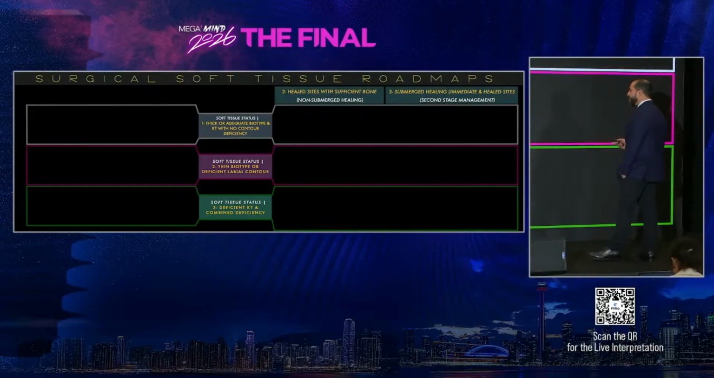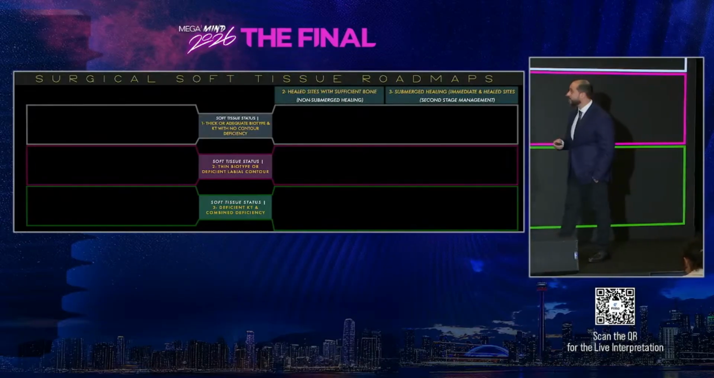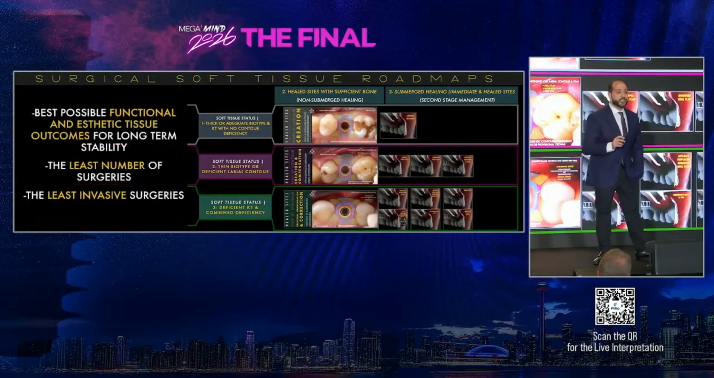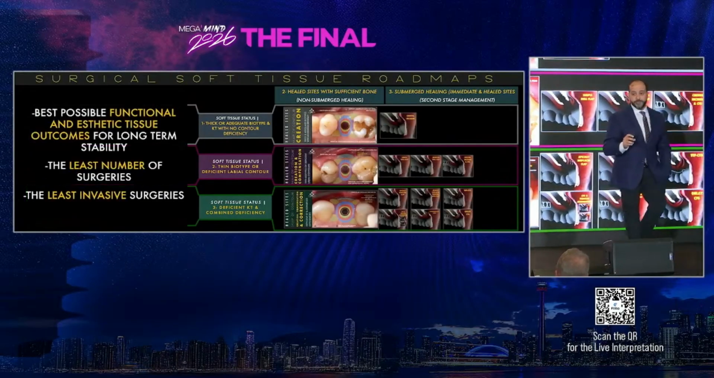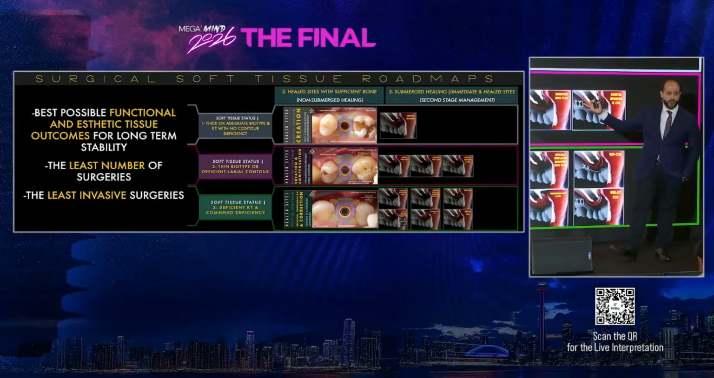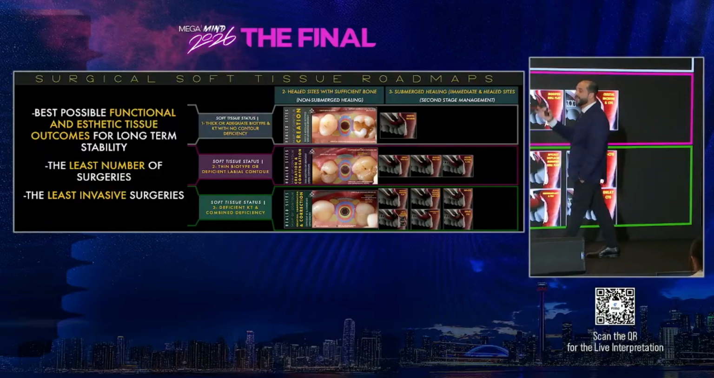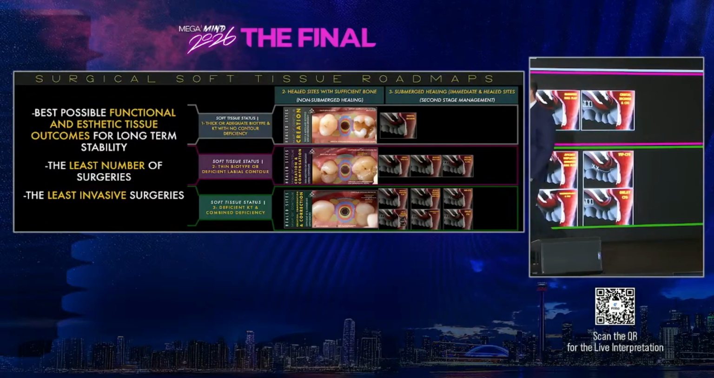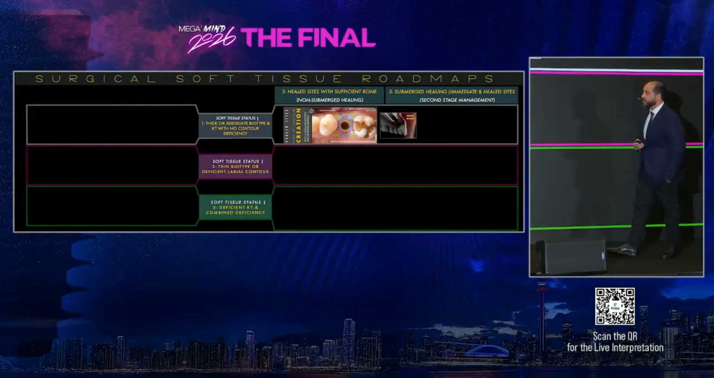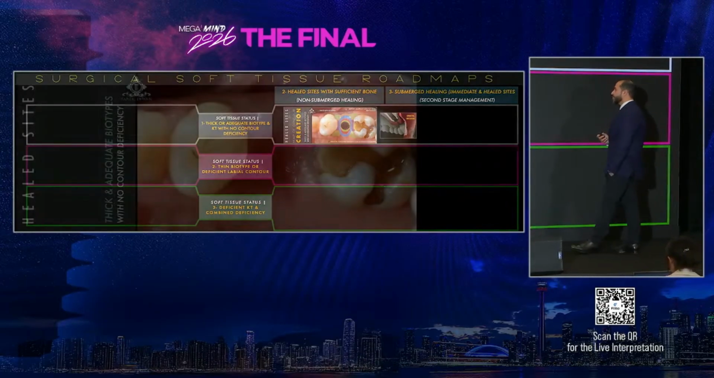So whether you're planning to manipulate the tissue on the day of the placement or on the second stage surgery, we follow some specific surgical soft tissue roadmaps that will help us reach the best possible function aesthetic tissue outcomes for the long-term stability, and at the same time with the least number of surgeries and the least invasive ones. So let's start with the first category, the thick or adequate biotypes and KT with no contour deficiency.